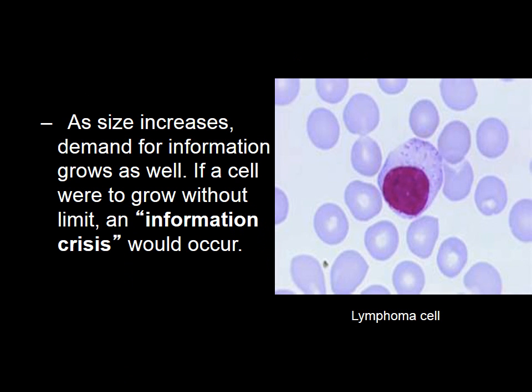Well, as size increases, and we're talking about cells, demand for information grows as well. So you have more things inside of the cell as this cell grows, and all these things that are inside the cell require information. And so if the cell were to grow without limit, they'd have what's called an information crisis. In the next couple slides, we're going to talk about how this information crisis occurs.